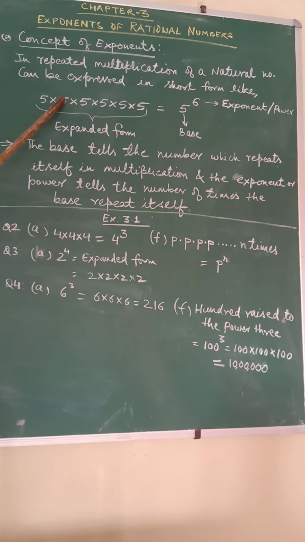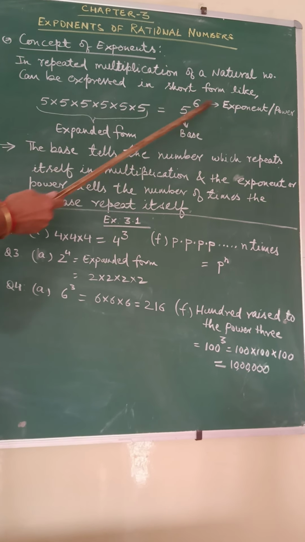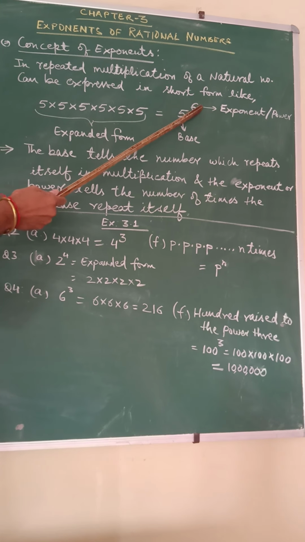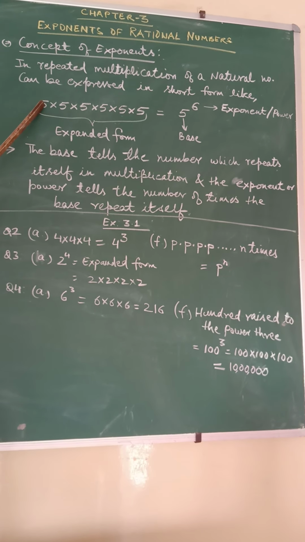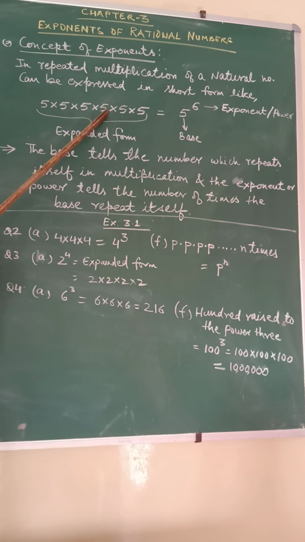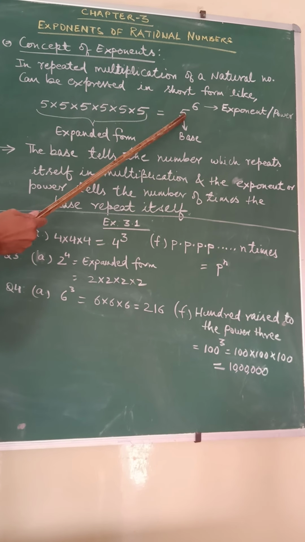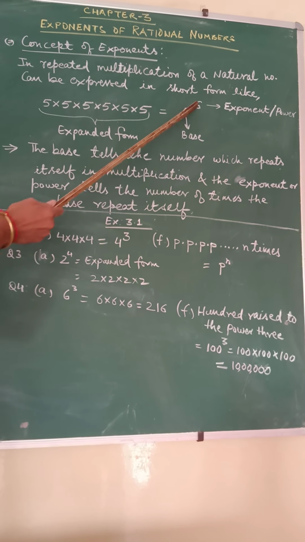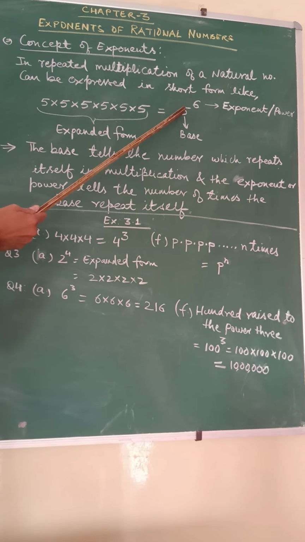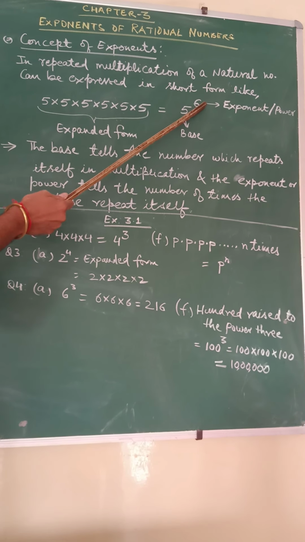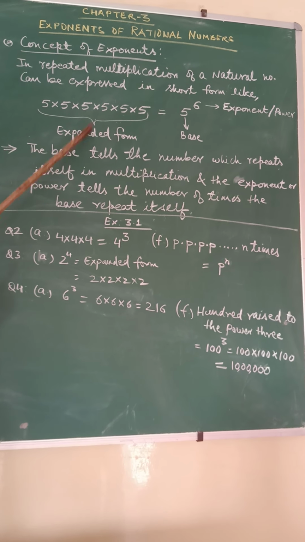When you write this expanded form into the form of exponent or power, we can write 5 raised to power 6, right? So a number is 5 and how many times is it repeating? 1, 2, 3, 4, 5, 6. 5 raised to power 6. So here 5 is known as base and 6 is known as exponent or power, and we can read it as 5 raised to power 6, right? And this is known as expanded form.